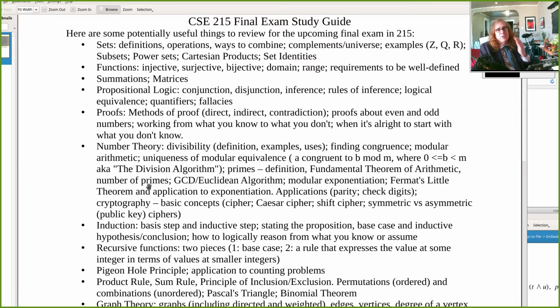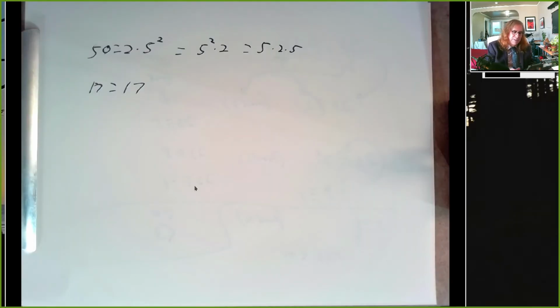Number of primes, you should know there's an infinite number of primes. The greatest common divisor is the largest positive integer that divides two numbers. We're only going to deal with positive numbers here. And there's a thing called the Euclidean algorithm for finding the GCD. We did this on homeworks. You'll probably do this on Monday.